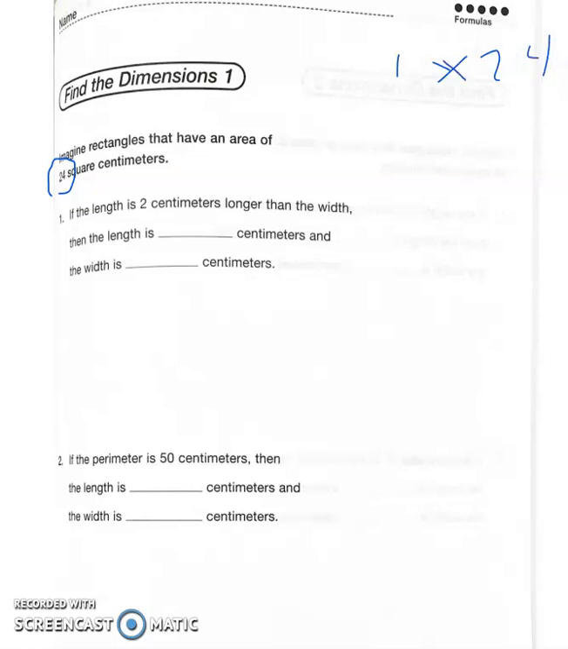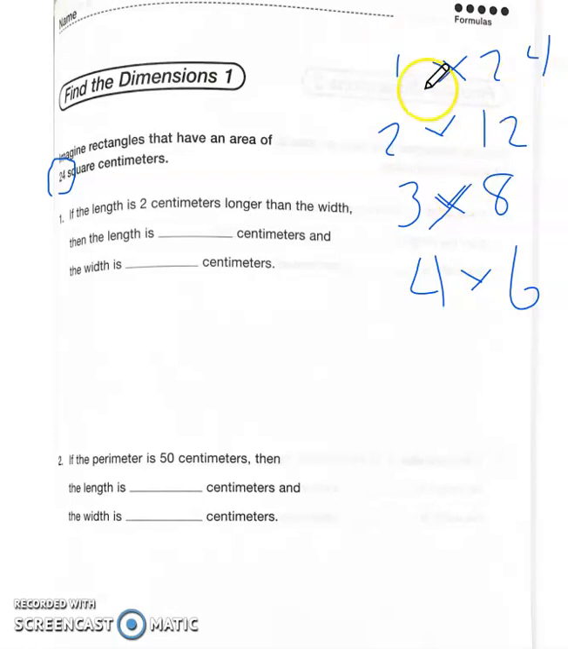So we got 1 times 24. We got 2 times 12. We have 3 times 8. These multiplication signs are not looking good. And we have 4 times 6, right? I believe that's it. Is there any other way to multiply two numbers together to make 24? I think we got all of our factors right there. 1 and 24, 2 and 12, 3 and 8, 4 and 6.